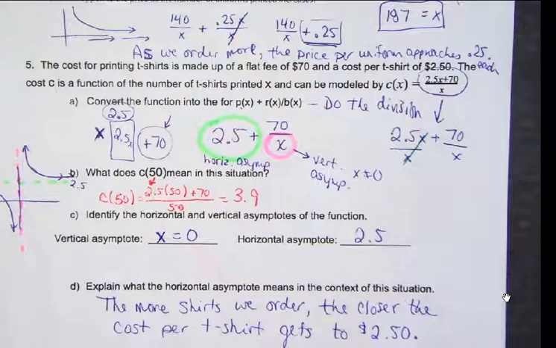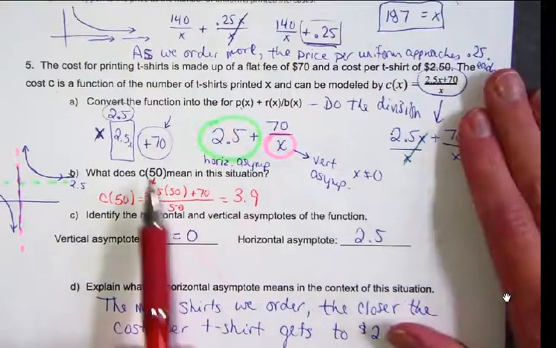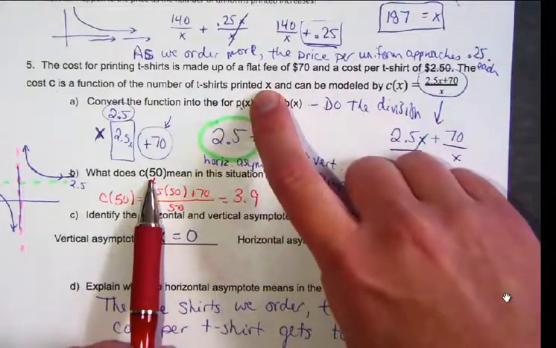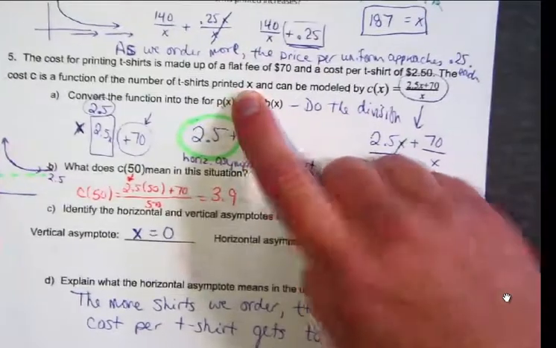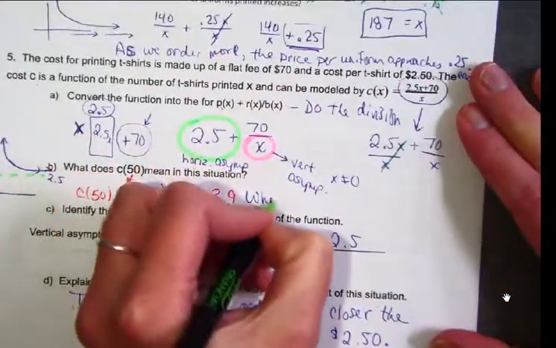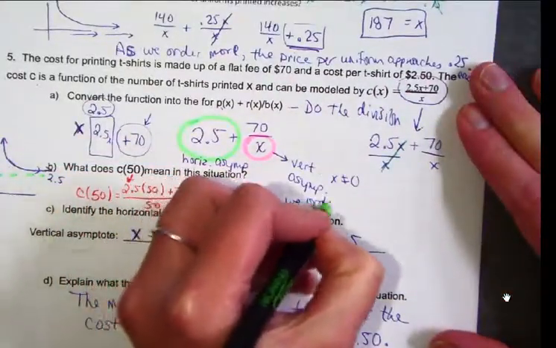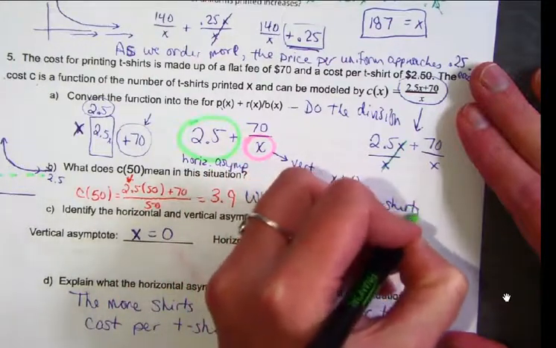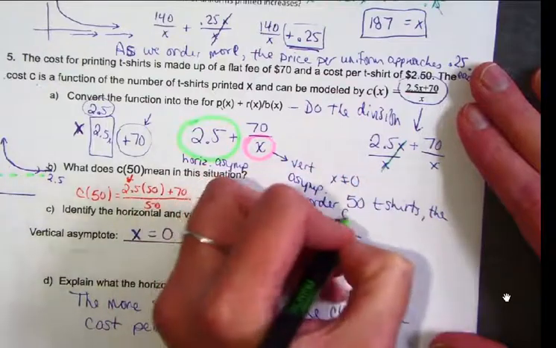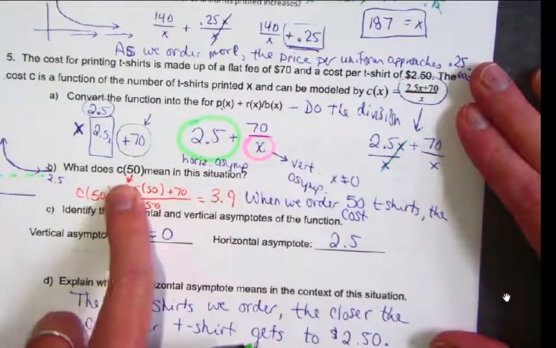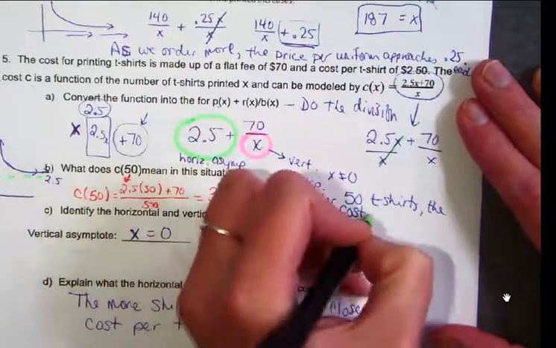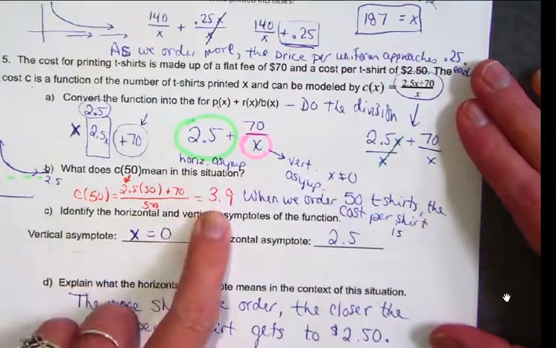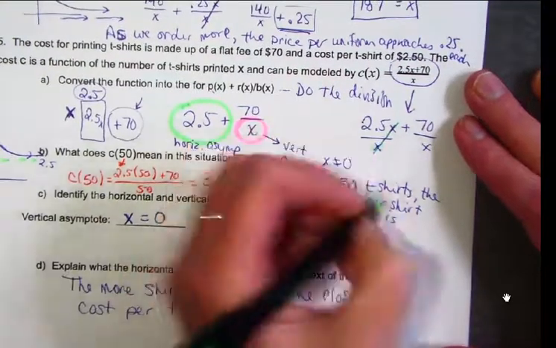What this tells me, I need an input and an output first of all. My input is 50, so x, the number of t-shirts. That's what I'm going to say first, is that when I order 50 t-shirts, the output, which is the cost per t-shirt, is $3.90.